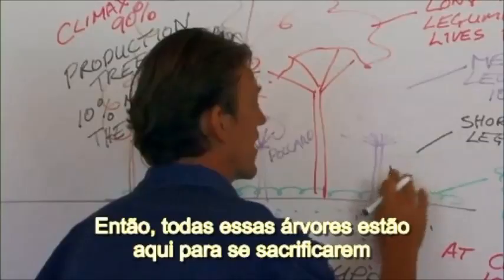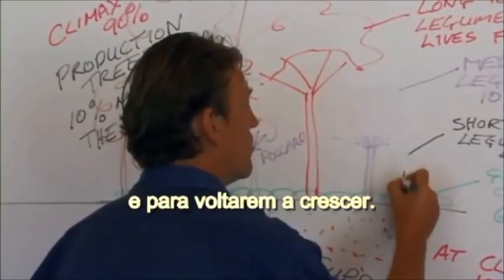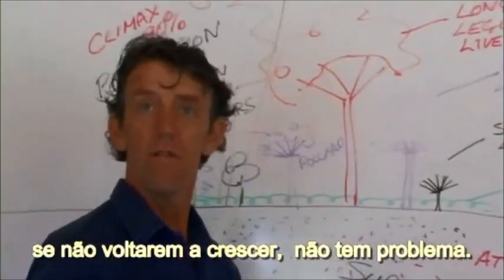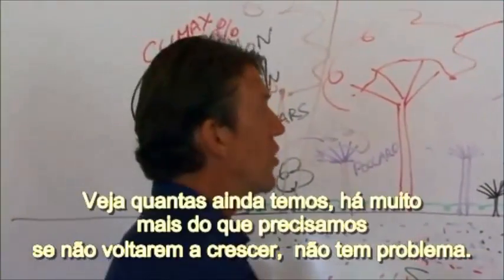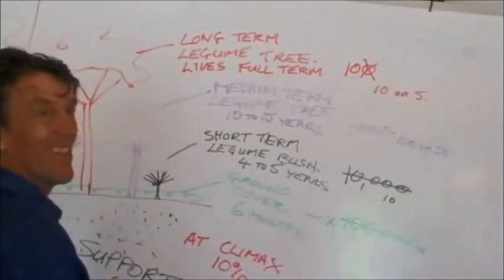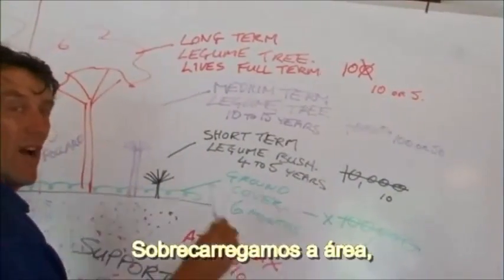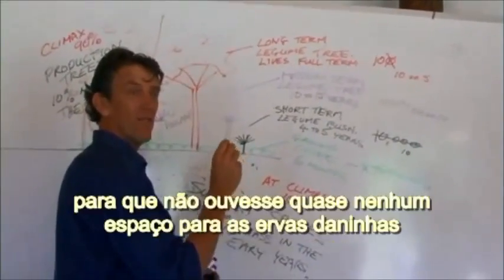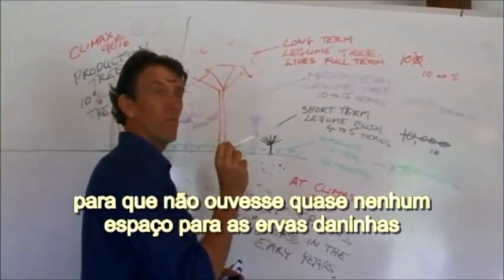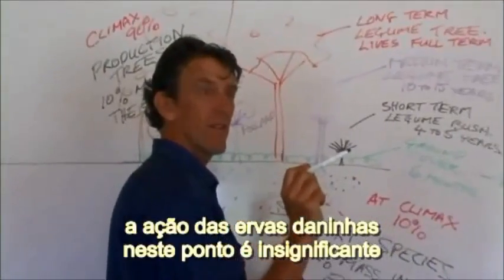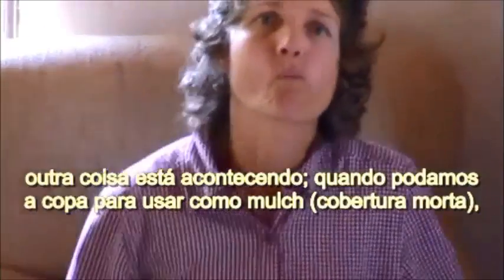So all of these are sacrificial and they will regrow. If they don't regrow, that's fine. That's fine, not a problem. Look how many we've got. We've got so many more than we need. We have overstacked the area so that there is hardly any room for weeds. The weed interaction now is almost insignificant. Something else is going on.